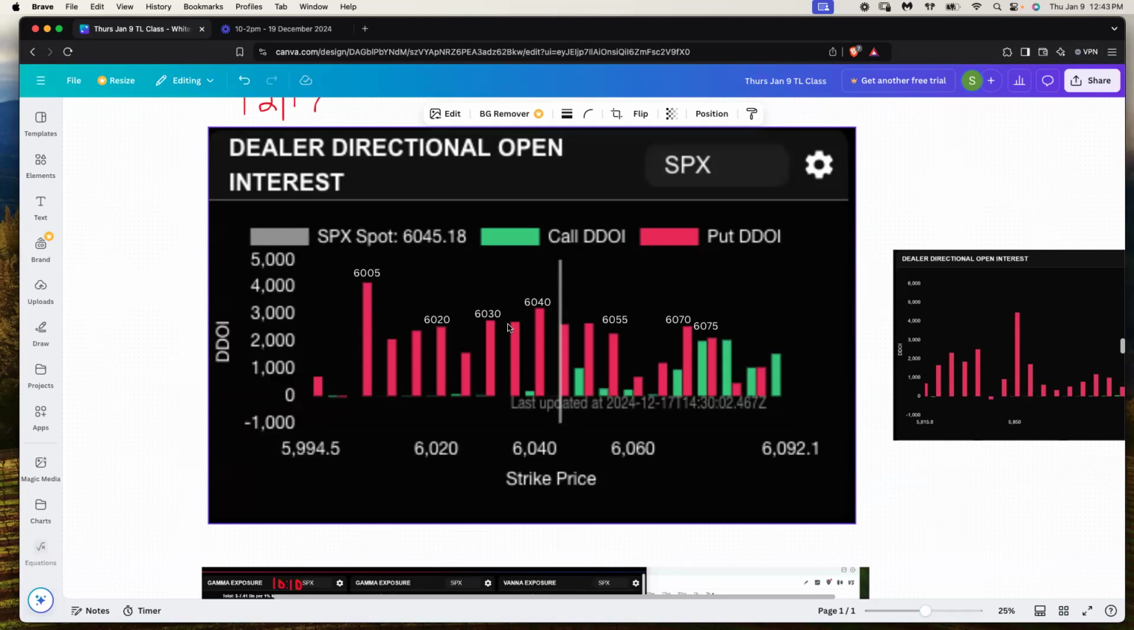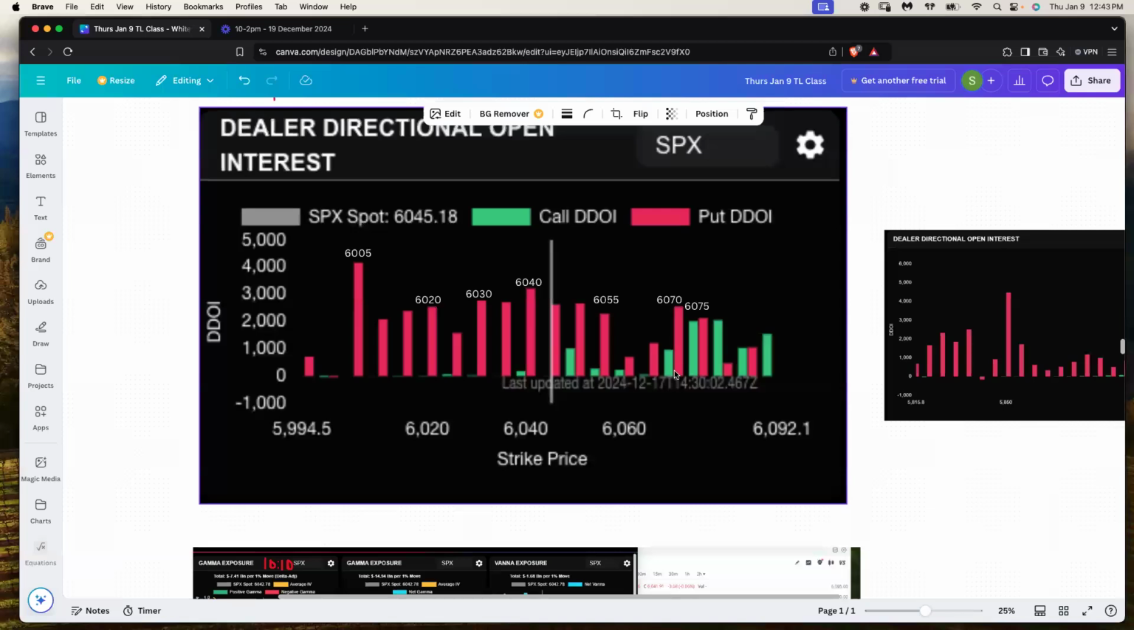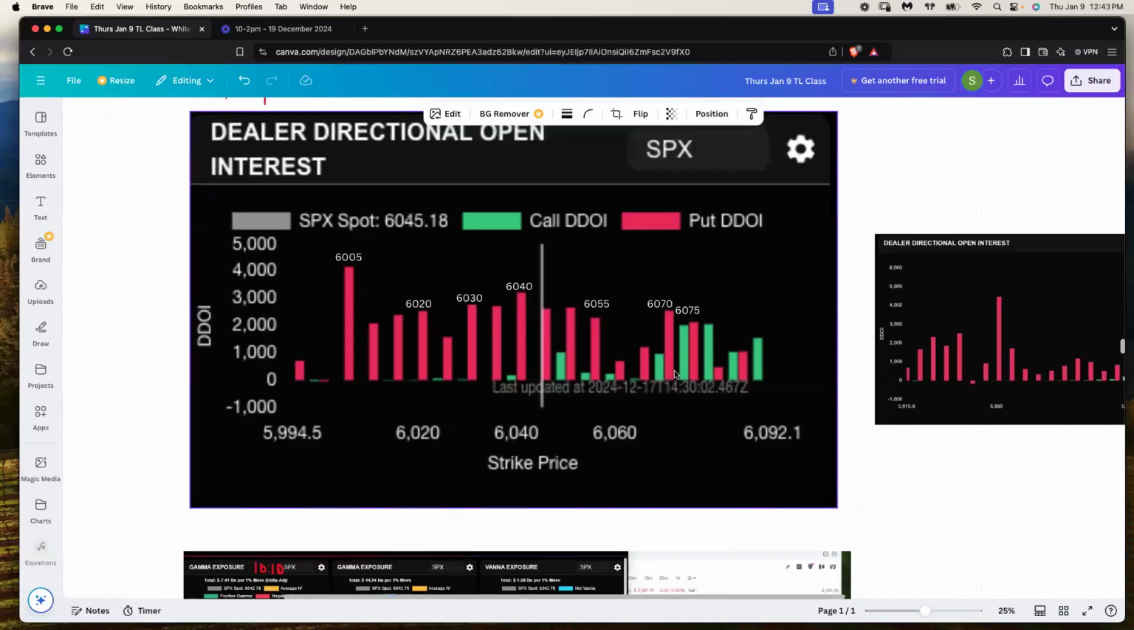So you're going to see a lot more trickier situations and trickier examples for Vanna. You're going to have a less trending market is what I'm seeing at the moment. Not that you can't have trend days, but I don't see back-to-back trend days right now.